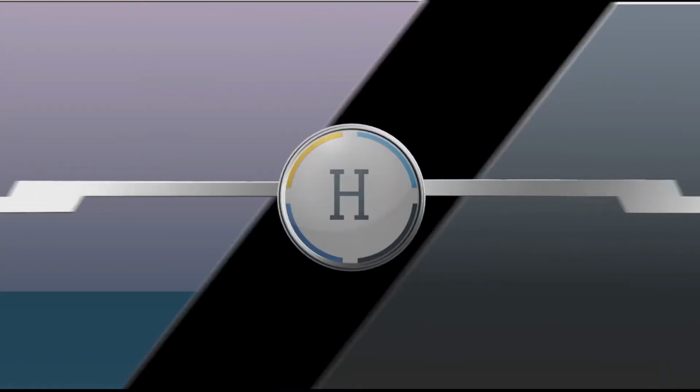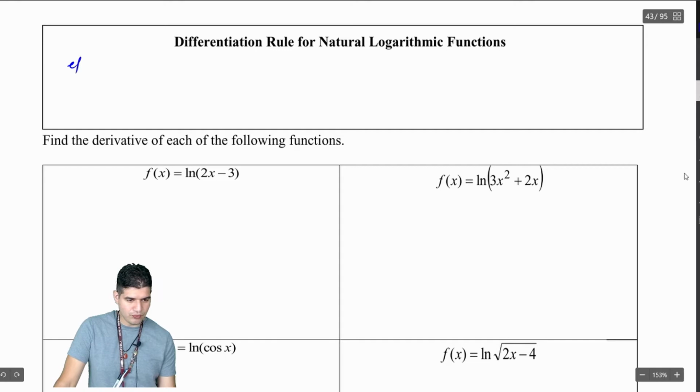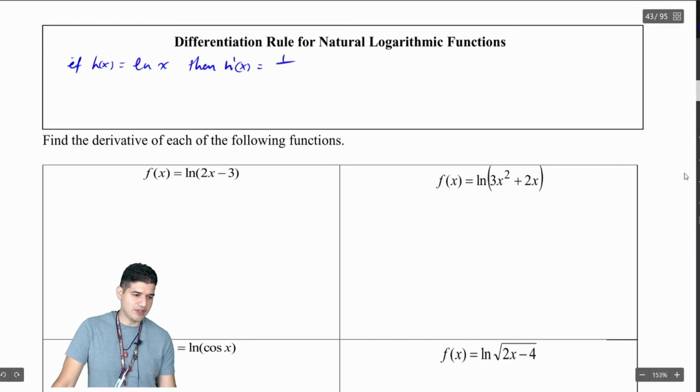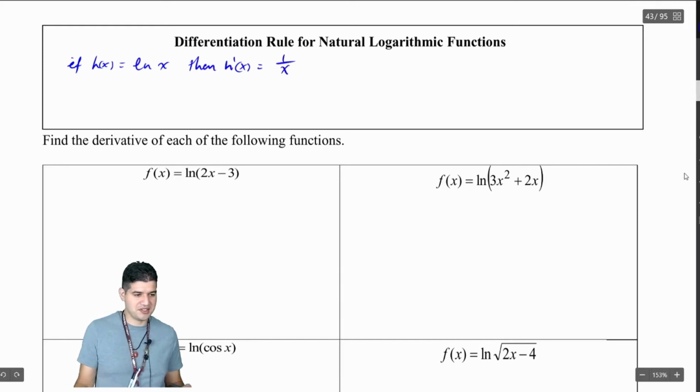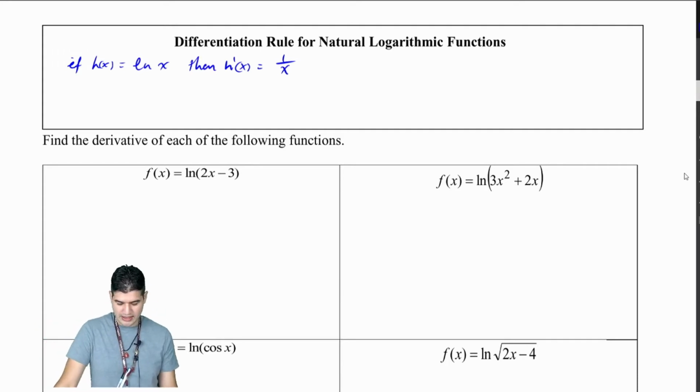So the first thing that we're going to want to do is write down what is the differentiation rule for natural logs. Let's say that if we've got a function named h of x, then that's going to be the natural log of x. So then what is h prime of x going to be? Well, that's just going to be 1 over x. That's it.